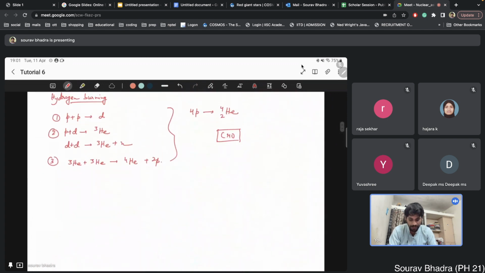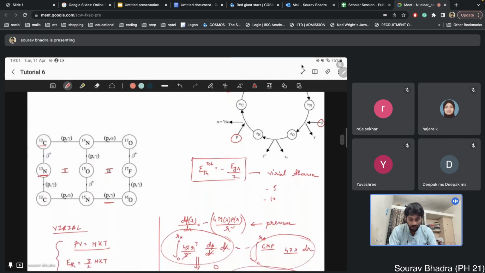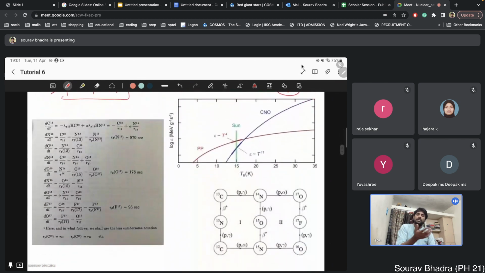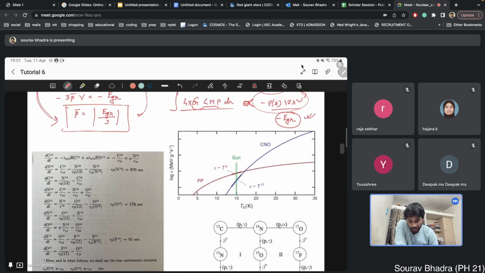So if this happens, then the helium burning will start at a particular temperature, when the kT will be equal to the Coulomb potential of the helium reaction, and that will start. Okay, and helium will give you the carbon 12, which we have used in that CNO cycle.